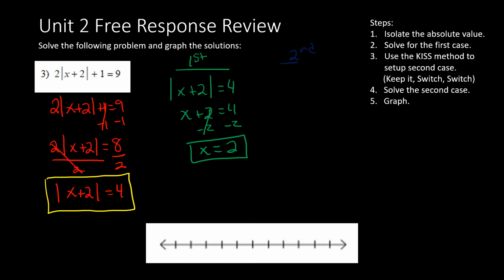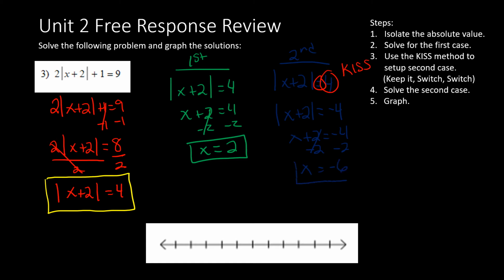To get that second case, we take the isolated absolute value, x plus 2 equals 4. Okay, and we apply the KISS method, where we're going to switch the equals and that 4 if it's applicable. So we'll have the absolute value of x plus 2. Equal sign stays the same, but we're going to go from 4 to -4. We drop the absolute value, so we say x plus 2 equals -4. Subtract 2 from both sides. So we get x equals -4 minus 2 is -6.